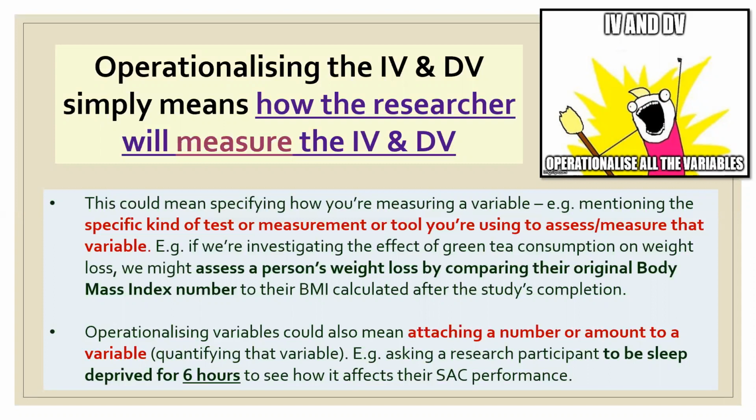Or I can even look at the kilograms. So how many kilograms they weighed before the study compared to how many kilograms they weighed after the study. Okay, I can look at the waist circumference, so how many centimeters they've lost from their waist. Obviously there are many ways in which we can measure weight loss in general, and how we decide what tool to use to measure that weight loss is another way we can operationalize that variable. Okay, so operationalizing sounds like a super difficult thing to understand, but simply it means how are we going to measure the IV and DV specifically.